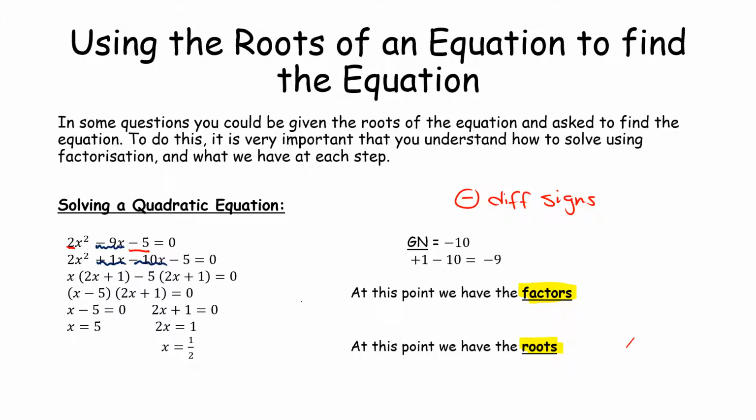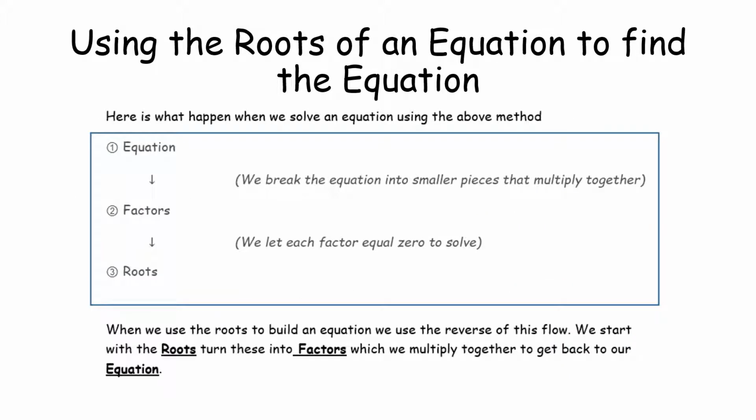And what we're going to see now, as we work with the roots of any equation, but in particular quadratic, we're going to do this exact method, but work through it backwards. So, just an overview of what's happened. We start with the equation. We break it into smaller pieces that multiply together. There are factors, and we let each factor equal 0 to then get our roots.